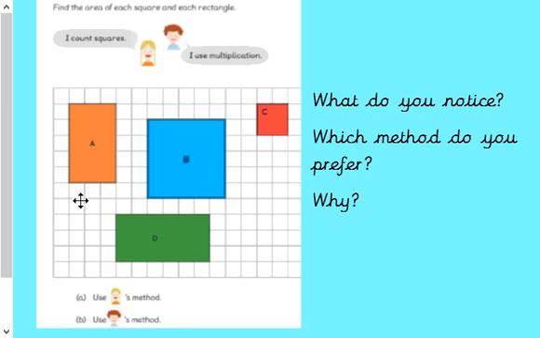That would give me 15. Now, both methods are accurate. Both methods will give you the same answer every time, but you've got to decide which one you'd prefer. Personally, I prefer multiplication because it is more efficient. It is quicker. I just need to look at 3 times 5, and I've got my answer as 15. Of course, you do need to know your times tables to be able to do that.